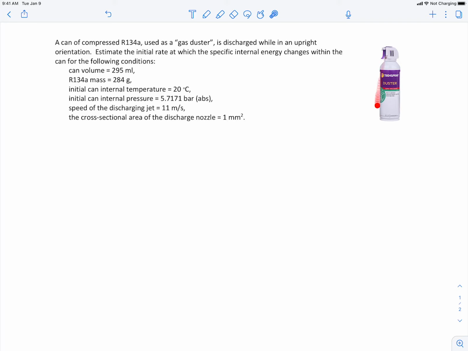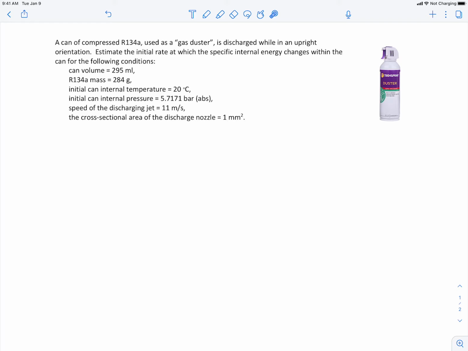Early versions of this used to compress more flammable gases, like butane, for example, or propane. But those, of course, were flammable, and so they tended to get away from that, went to other non-flammable gases. But R134A is a pretty common one.